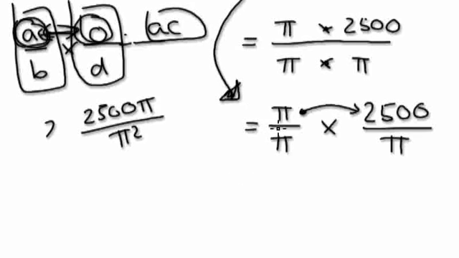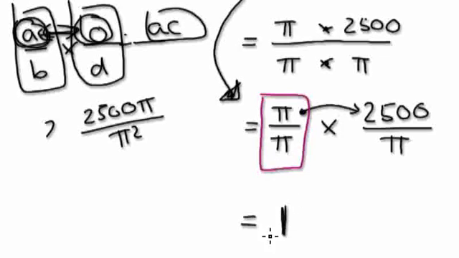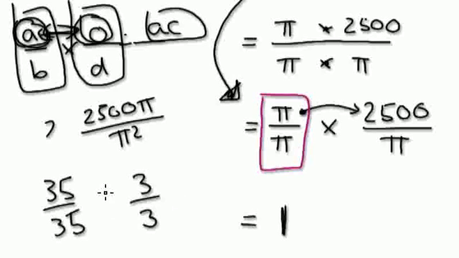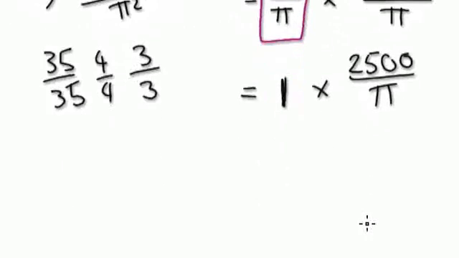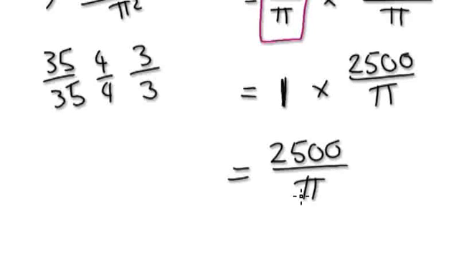So when you are here, pi divided by pi is 1. Anything divided by that same thing would be 1. 35 divided by 35 is 1. 3 divided by 3 is 1. 4 divided by 4 is 1. So pi divided by pi is 1. Okay? So 1 times this thing here over pi. Now 1 times anything is just this thing here. So it's this.